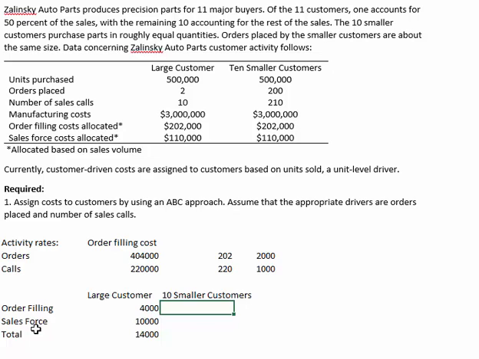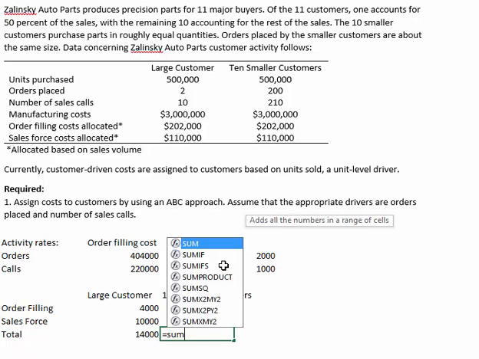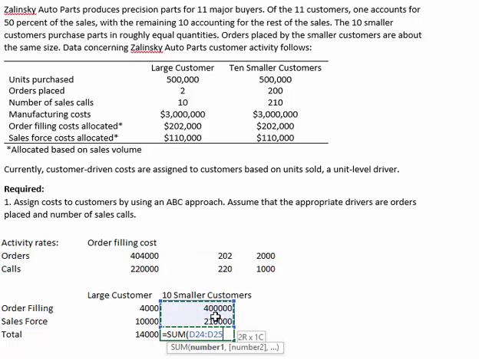Now watch how much the small customers absorb. We're going to take that same $2,000 per order, and we're going to multiply that by the 200 orders that are placed amongst the 10 smallest customers. So they're going to absorb $400,000. And for the sales force costs, it's going to be this $1,000 per sales call times the number of calls placed to the smaller customers, which is 210. And so our total is the sum of both of those, which is $610,000.